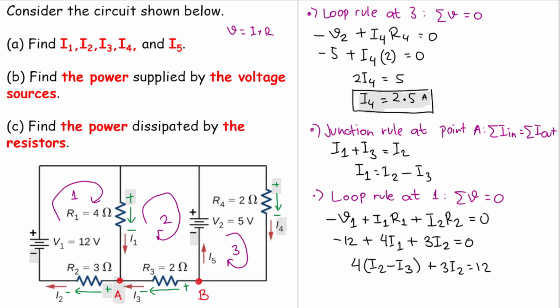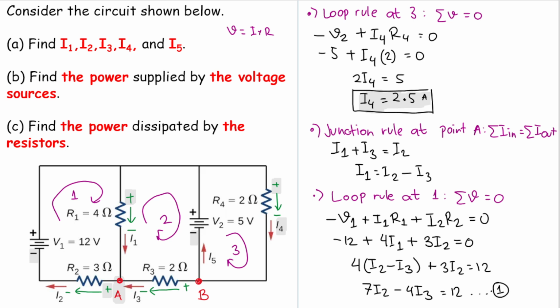Good. 4 times I2 is 4 I2 and then plus 3 I2. So I will have 7 I2 here. And then 4 times minus I3, that will be minus 4 I3. And that will equal to 12. Okay, I think nothing that we can do from here. Let's save this as equation number 1.